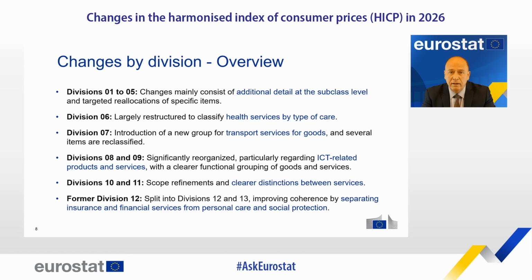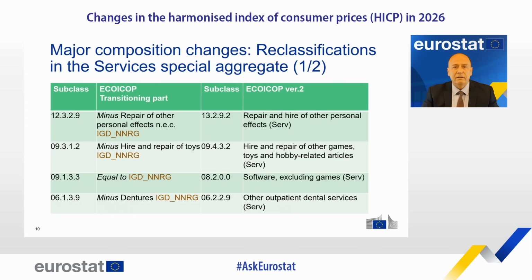Divisions 8 and 9 are also significantly reorganized regarding information and communication related products and services, whereas Divisions 10 and 11 have undergone scope refinements so that the services are better distinguished from the goods part. We also have major changes in Division 12. Now it is split, with the current classification in the new Division 12 accommodating insurance and financial services, whereas the additional 13th division accommodates personal care and social protection services.